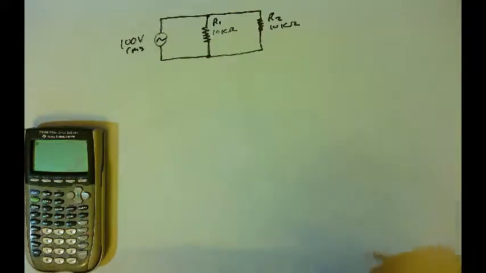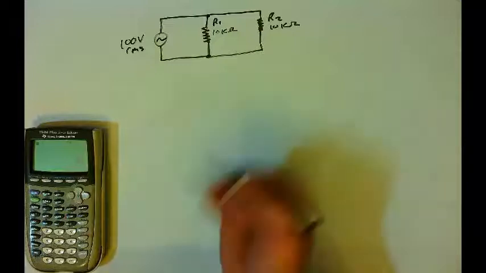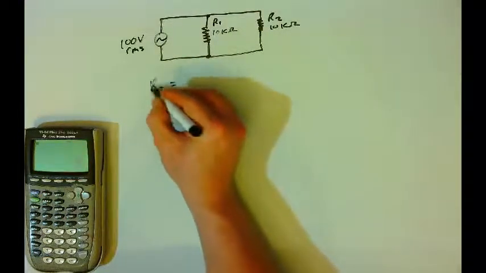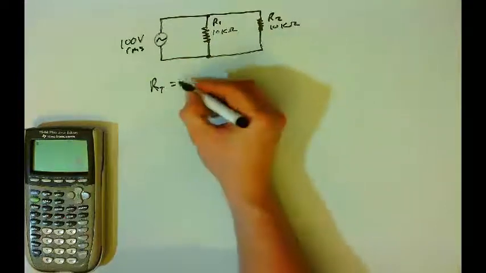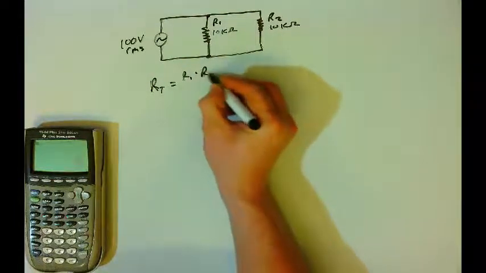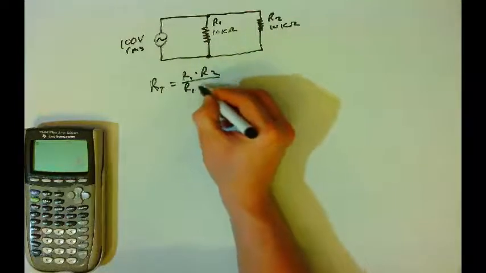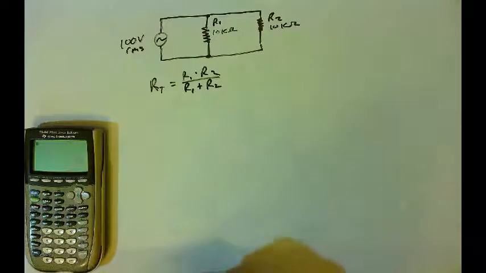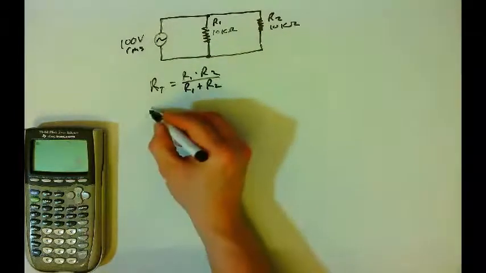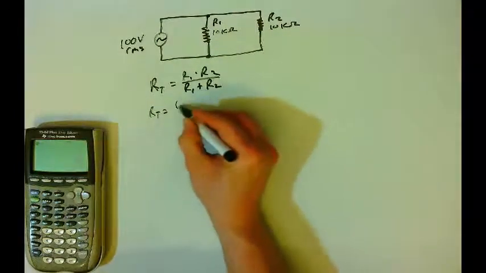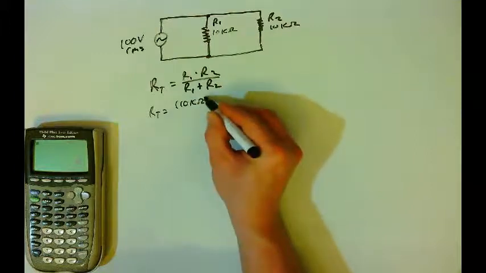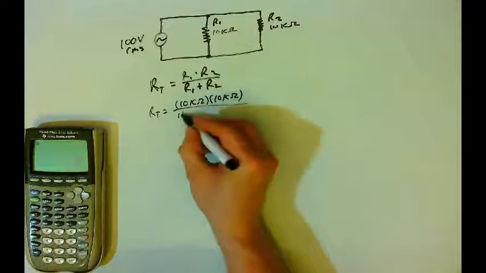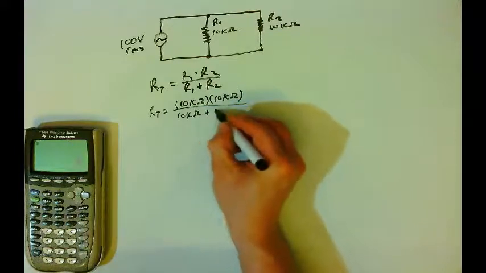And so we're going to do the same thing we would do for any circuit. We'll start by finding the total resistance. The total resistance in a parallel circuit will be the product divided by the sum. So the total resistance will be R1 times R2 divided by R1 plus R2. So the total resistance will be 10 kilo ohms times 10 kilo ohms divided by 10 kilo ohms plus 10 kilo ohms.